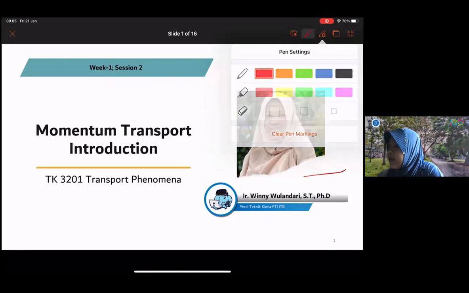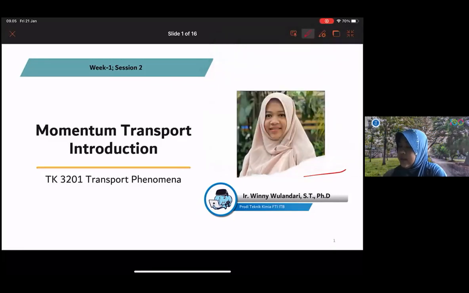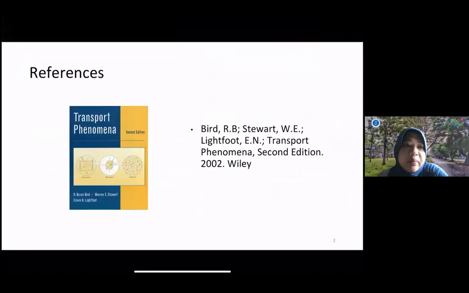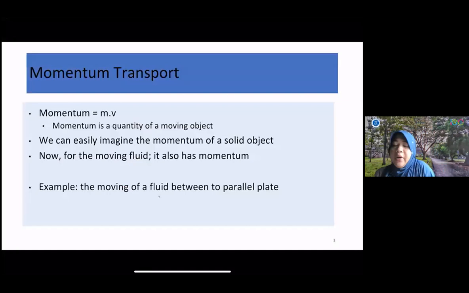Right. So now we're gonna start with the introduction of the momentum transport. How to do that? Okay. So this is the reference book that we would like to use, the Bird, Stewart, and Lightfoot. If you haven't got that, please try to find one. And we're gonna use a lot of examples and also step-by-step equations from this book.